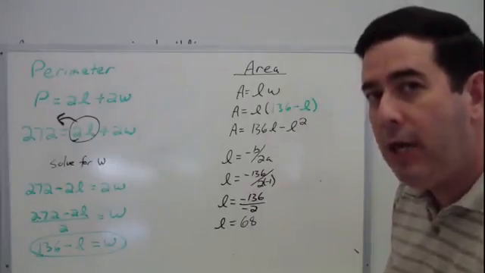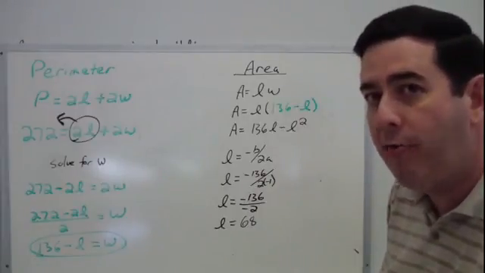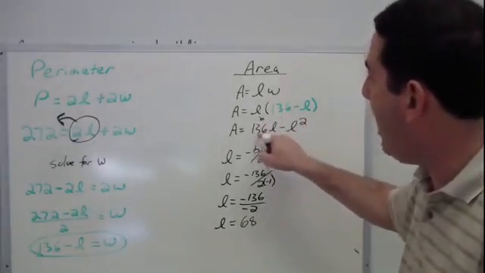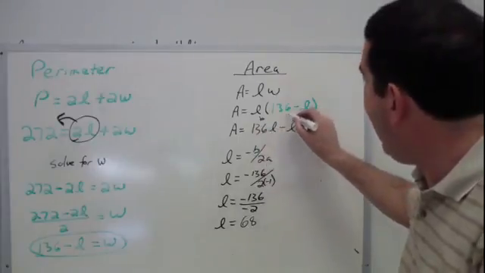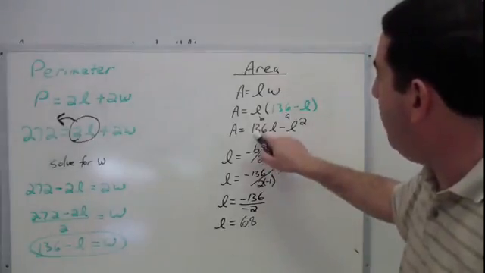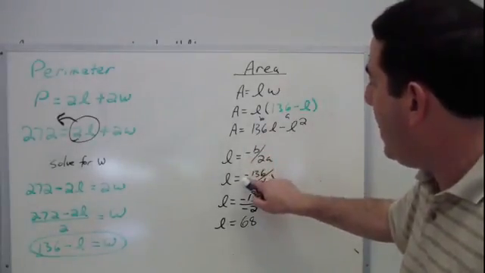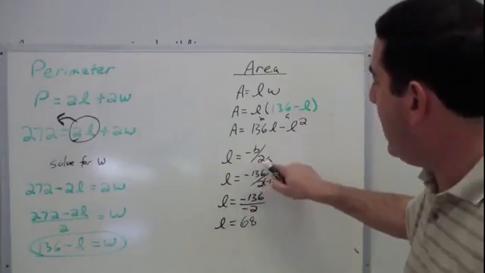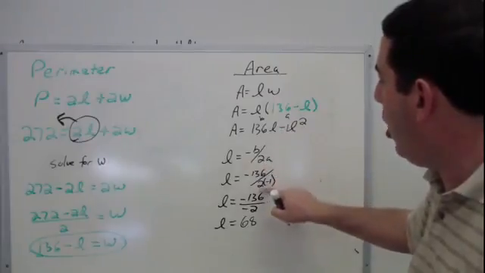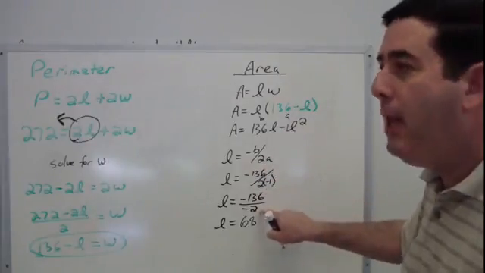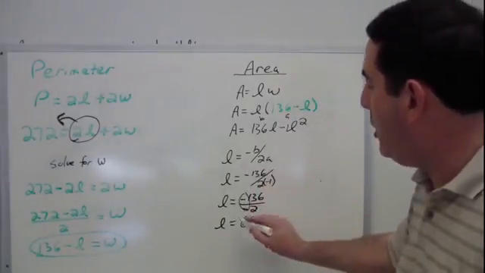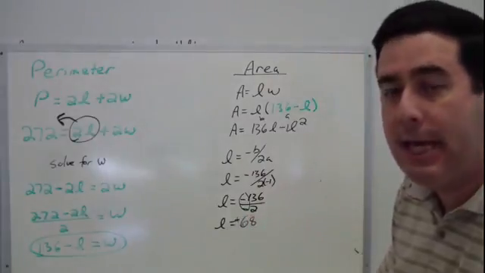But be careful here because it's not in descending order of power like we're used to seeing it. B is the coefficient of the L term, and A is the coefficient of the square term. So opposite of 136, that's going to be negative 136. 2 times A, this is an understood negative 1, so 2 times negative 1 gives me negative 2. Again, notice the two negatives. When we do this division, we end up with a positive 68 for the length.